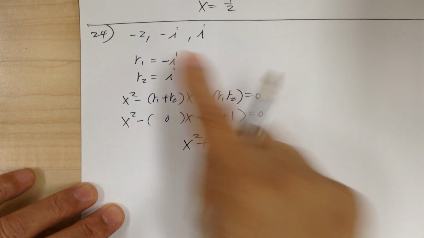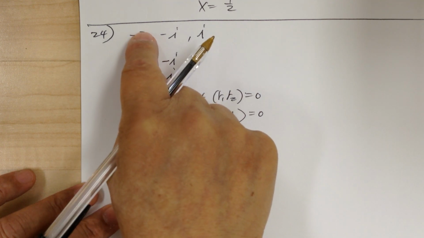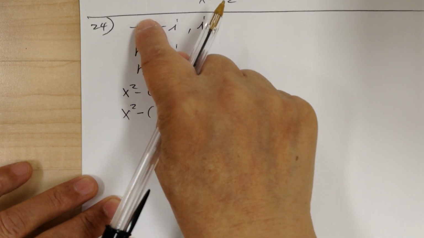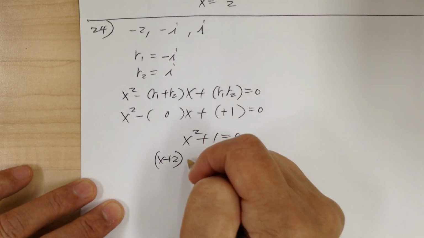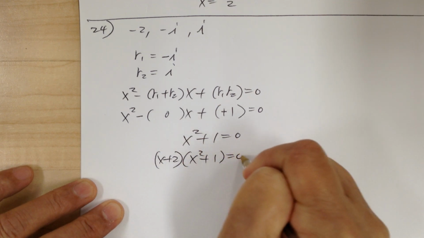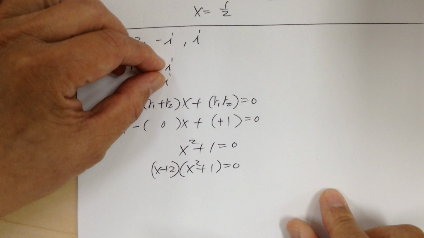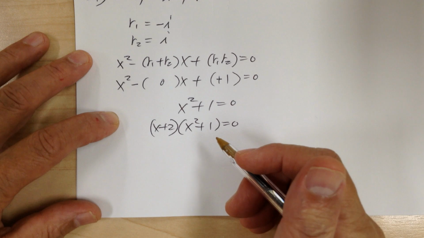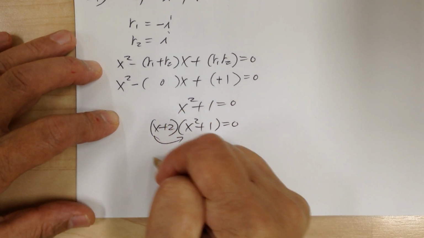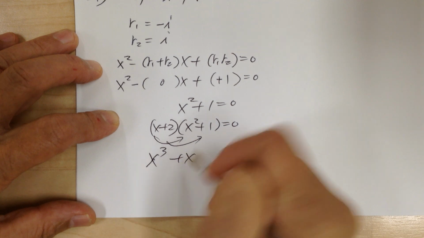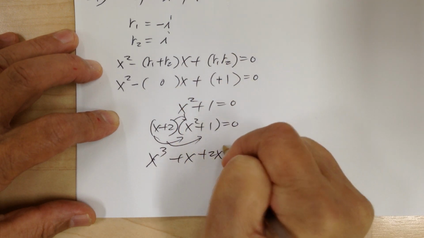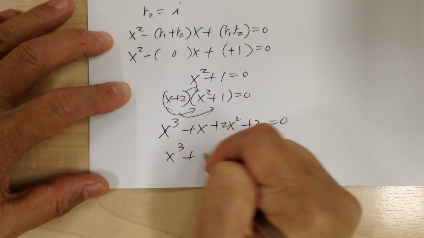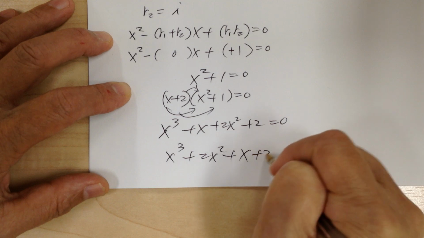Now, we're going to get this one involved. This one came from x plus 2. Again, this answer came from this one. So now we can put them together. These 2 roots came from this, and this root came from here. So now all you have to do is distribute and multiply out. You get x cubed plus x plus 2x squared plus 2 equal to 0. Rearrange, so you got x to the 3 plus 2x squared plus x plus 2 equal to 0.